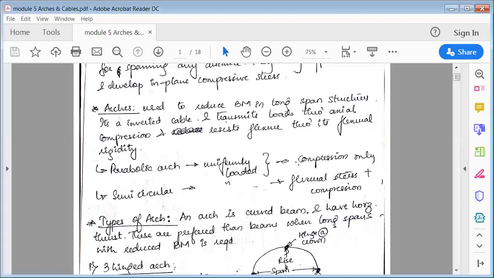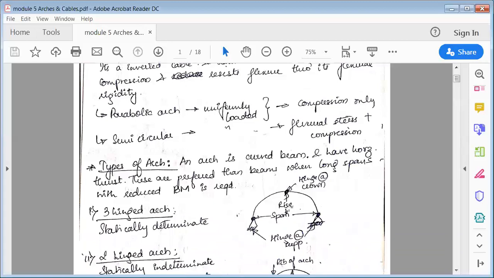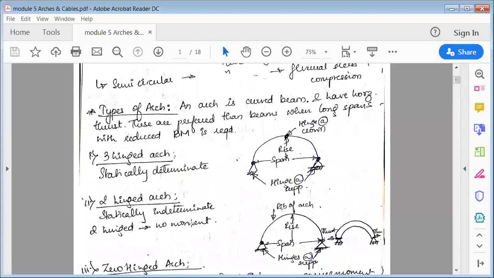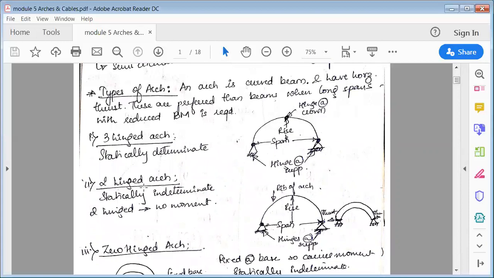For your syllabus, you'll have only the parabolic arch, wherein you'll come across only the compression forces, and these compression forces will act at the support. Now let us study in detail. The arches are again classified into three types: three hinged arch, two hinged arch, and zero hinged arch. This classification is based on the supports which are provided here.